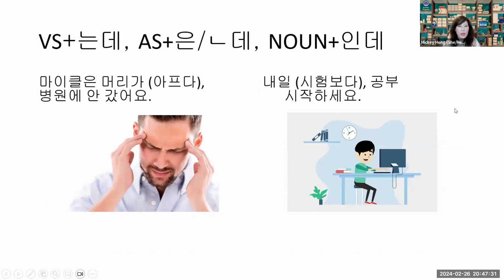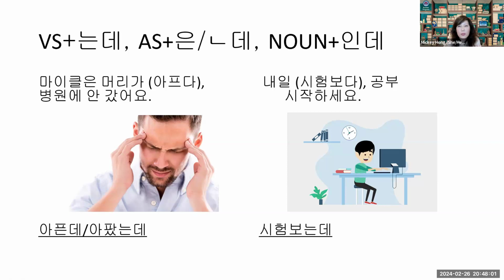So let's see what the conjugation for this will be. 마이클은 머리가 아프다, to be painful. 아픈데 or 아팠는데 can be either. His head hurts or it's painful or it was hurting, but he didn't go to the hospital. 내일, so this is not past definitely. 내일 시험 보다, verb, 시험 보는데 공부 시작하세요. Since you take the test tomorrow, please start studying.